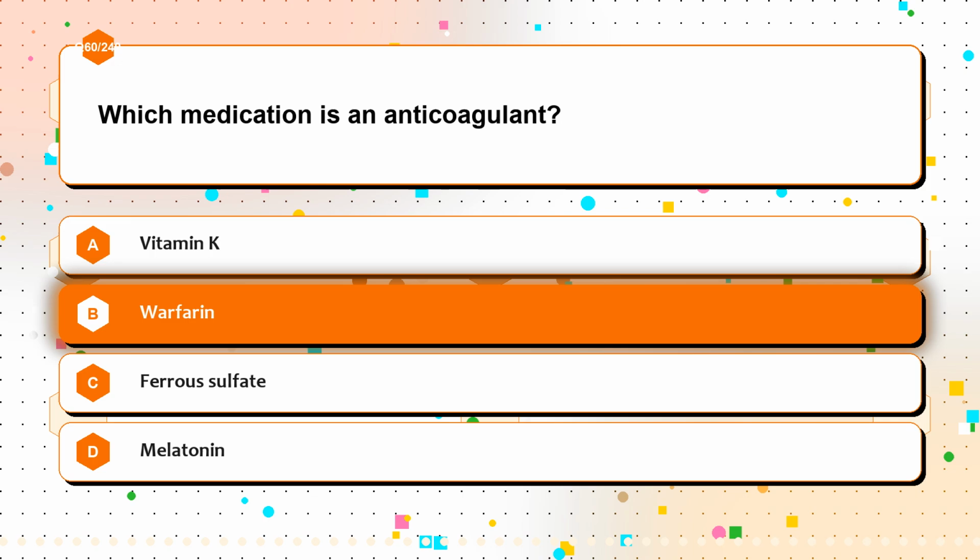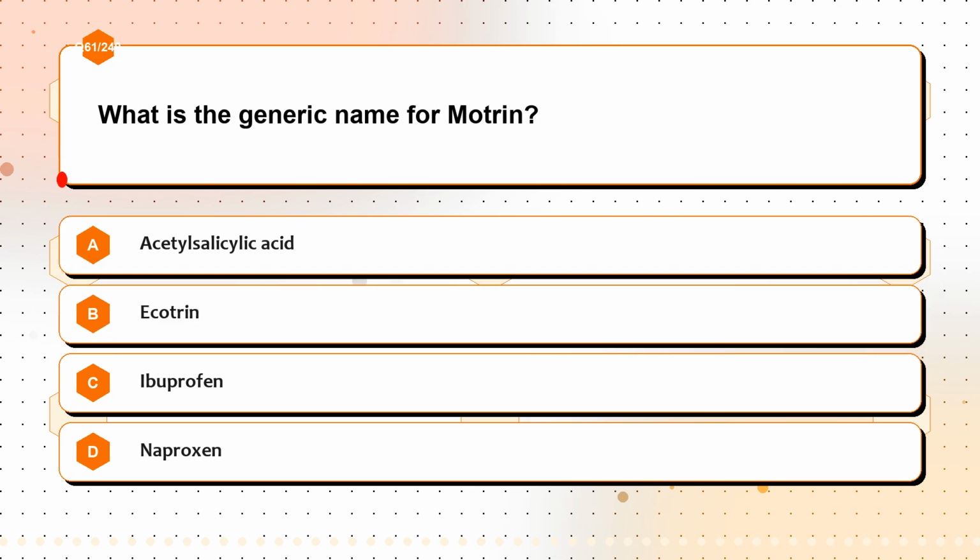The correct answer is option B, warfarin. Question 61. What is the generic name for Motrin? Here are the options. Option A, acetylsalicylic acid. Option B, Ecotrin. Option C, ibuprofen. Option D, naproxen.